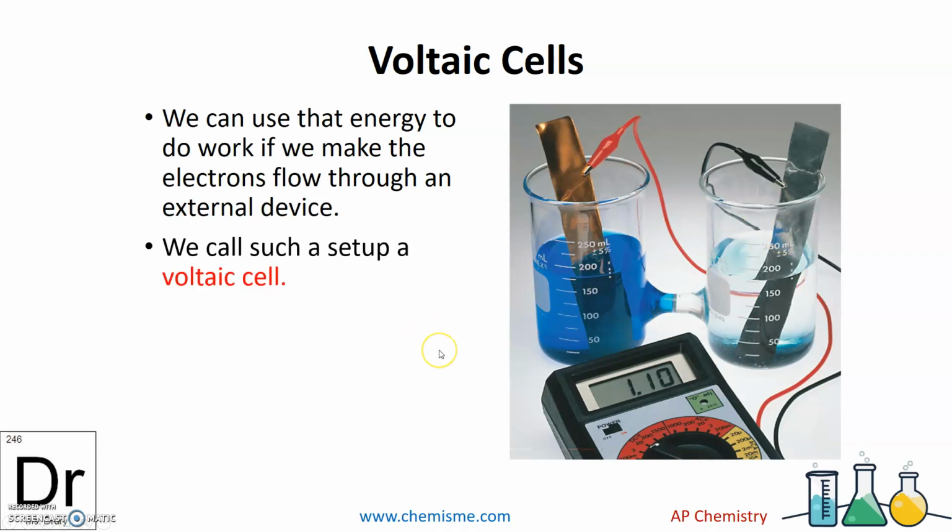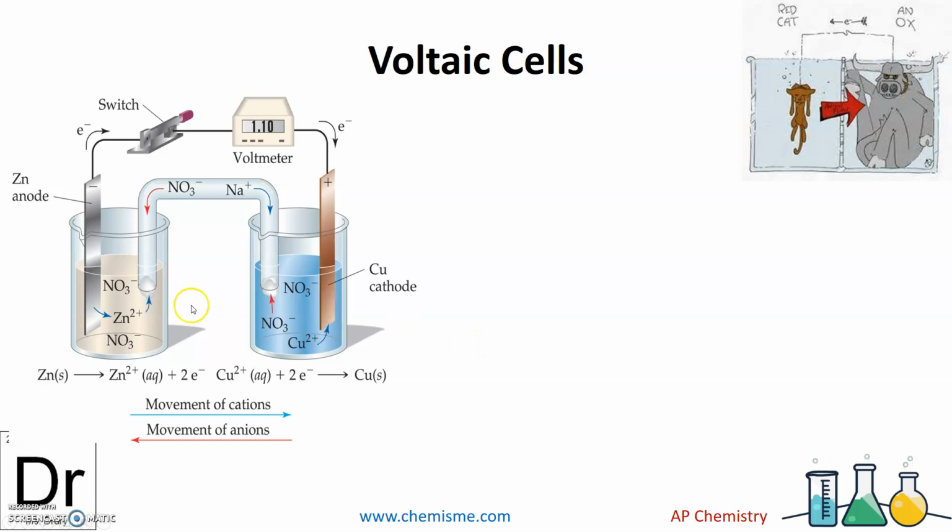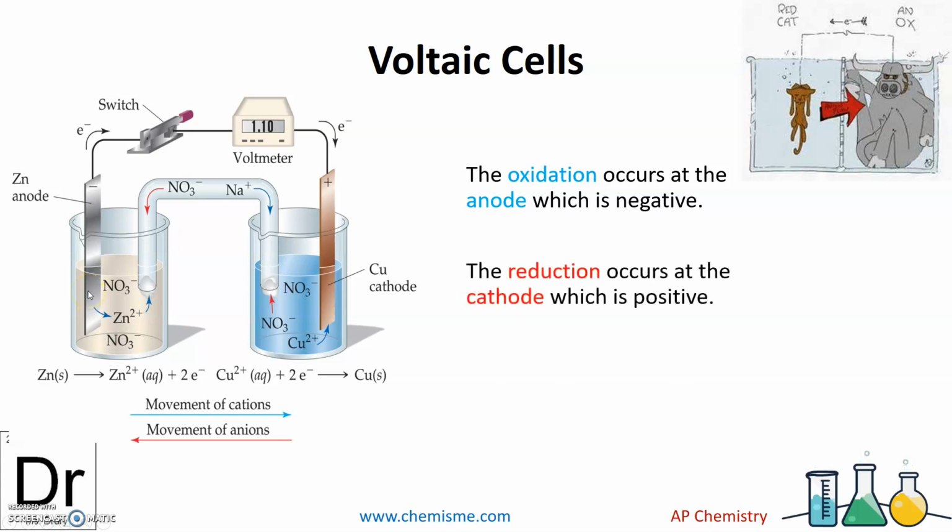So this is what it looks like in real life. And then we have some pictures that depict that pretty often. This is the same example that we just saw, but in a drawn form. So oxidation occurs at the anode, which is negative. This is the zinc anode. It is made out of zinc atoms that are currently forming ions.